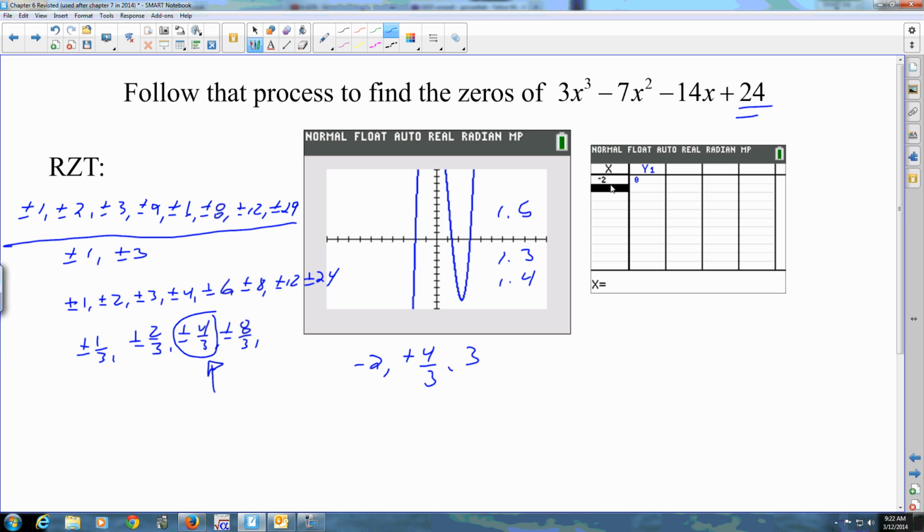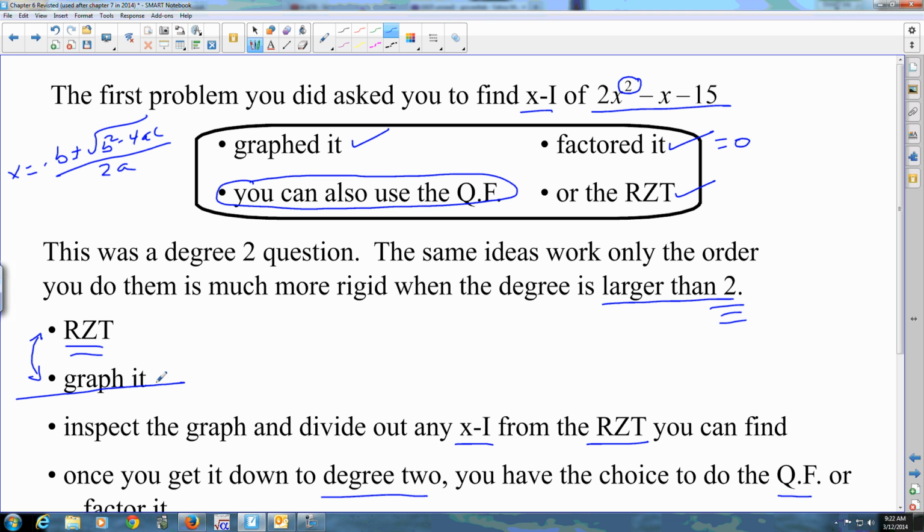Then what you should do is set your table up to check these numbers to see if they actually work. So you should get 0, and then you try 4/3 and you try 3. These indeed do work, and I wish I could do it interactively here to show you, but the software won't record it. So suffice it to say you need to set up your table and check them. You found them all by doing the rational zero theorem and graphing it, which is what I suggest you do here.